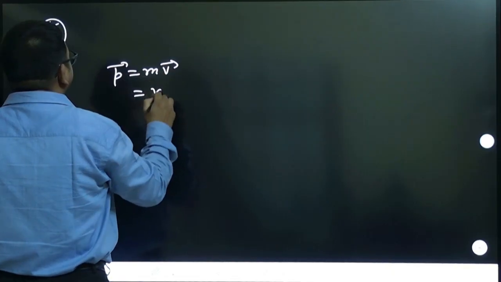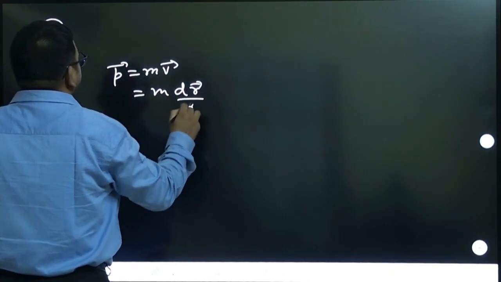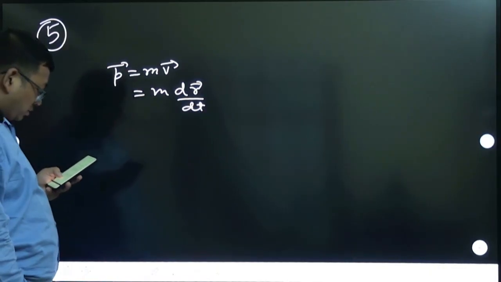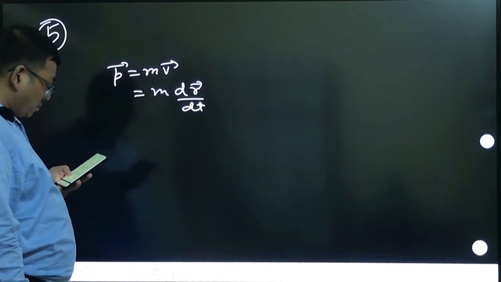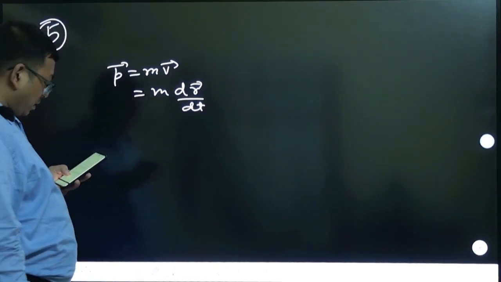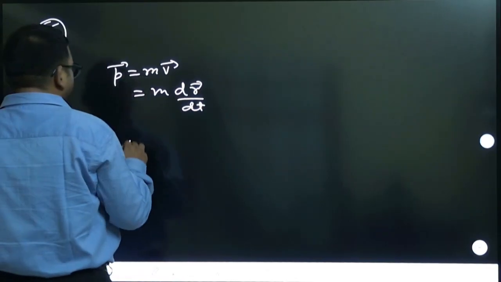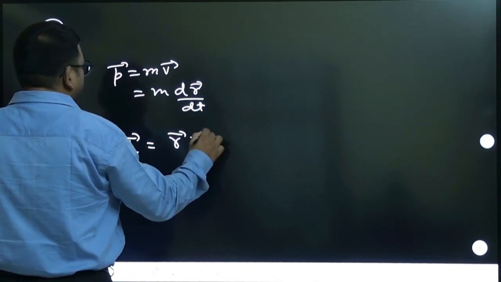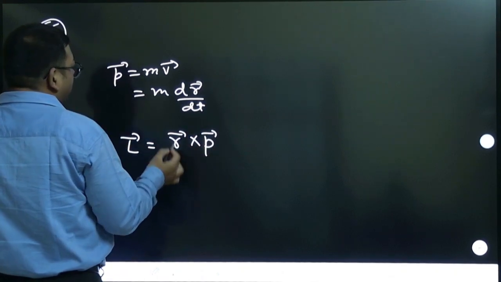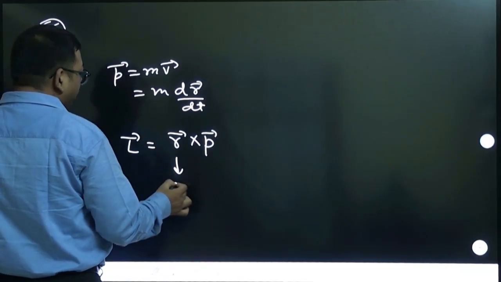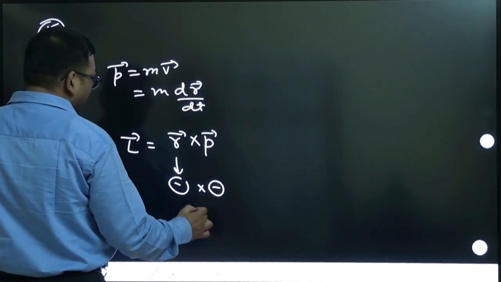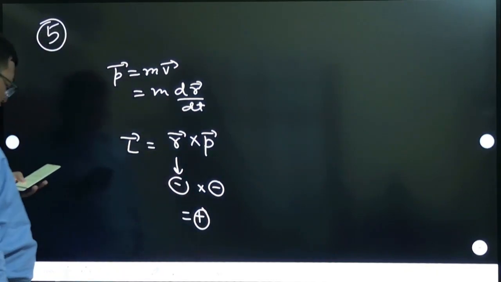Linear momentum is mass into velocity. Velocity is dr by dt. So if we change r, momentum also will change. So this cannot be correct. What about electric field and magnetic field? Angular momentum. What about angular momentum? Angular momentum is r cross P. So note that if r you change, this will become minus and P is also becoming minus. So minus minus will become plus. So angular momentum does not change, that is correct.